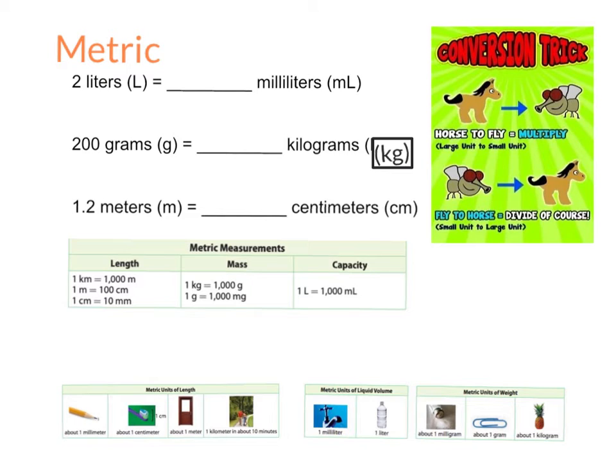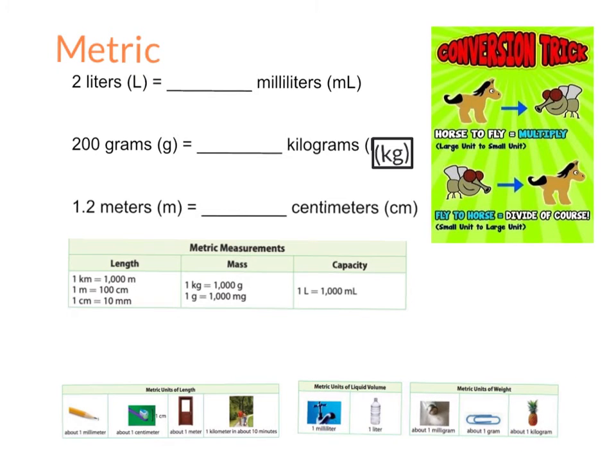So here we have 2 liters equals how many milliliters? So we're going from a larger unit, liters, we can see down at the bottom, to a smaller unit, milliliters. And in our conversion chart, we can see that 1 liter equals 1,000 milliliters. So if I have 2 liters, I would have 2,000 milliliters. I can figure that out by doing 2 times 1,000 milliliters per liter. There's my 2,000.